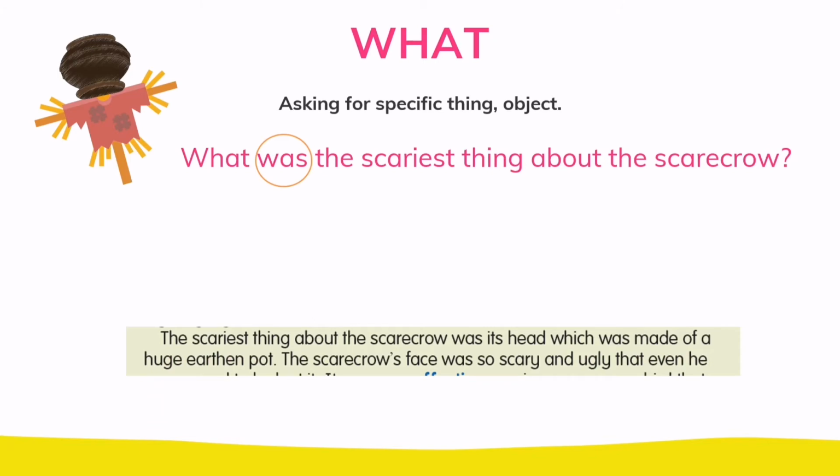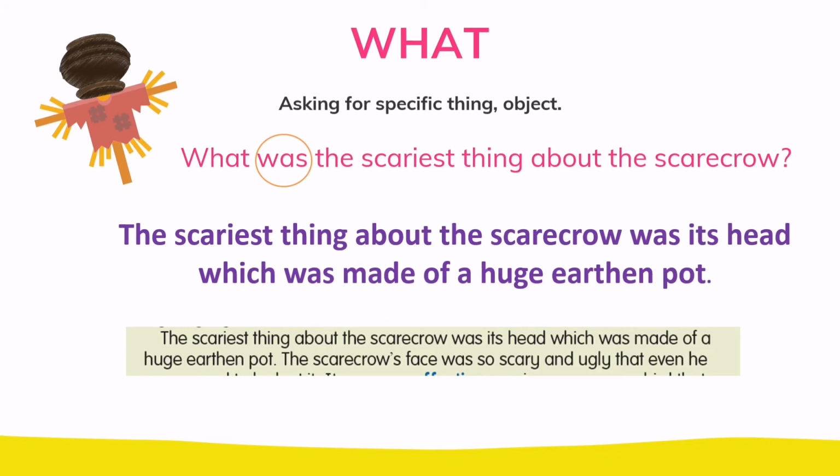Okay, so kalau dalam exam, how do you answer? Good job. The scariest thing about the scarecrow was its head, which was made of a huge earthen pot. Ada tak jawapan dalam teks? Ada kan? Okay, if you can find this answer, that means you understand the text and you understand the question. So, bila kamu faham soalan, faham teks, that means kamu boleh jawab soalan yang diberikan. Okay, 4 marks here, 2 markah, 2 times 2, 4. Very good. Okay, let's proceed.